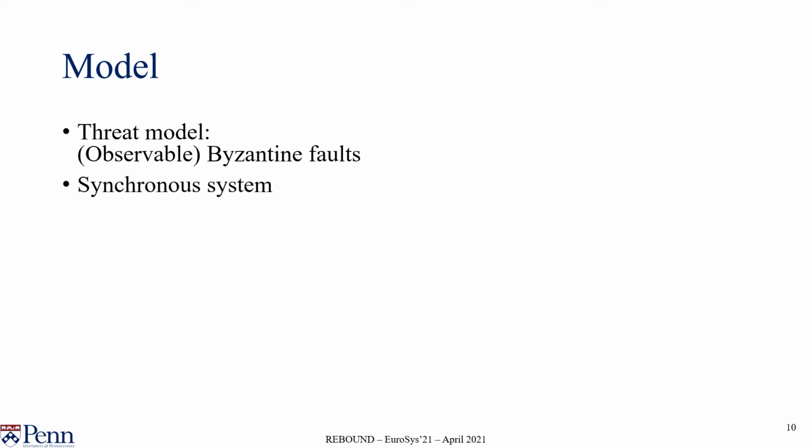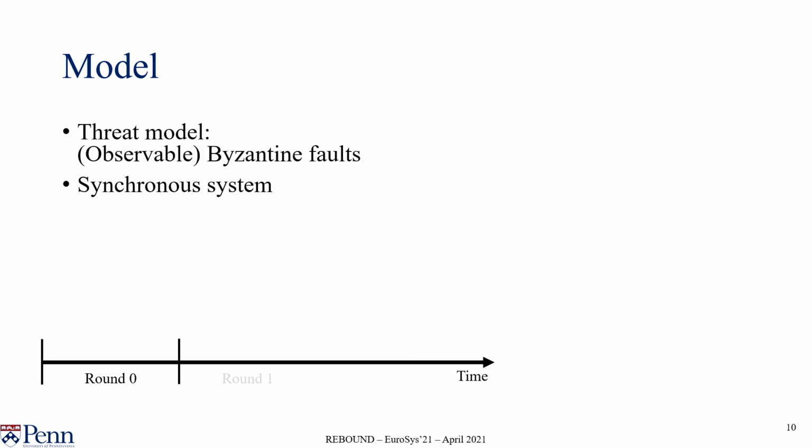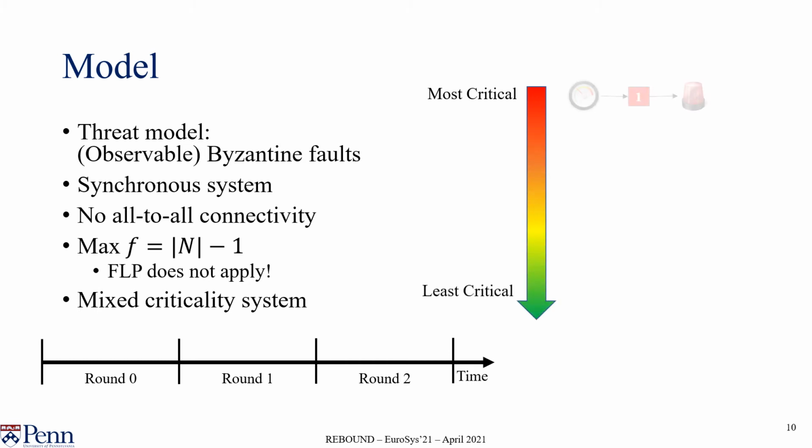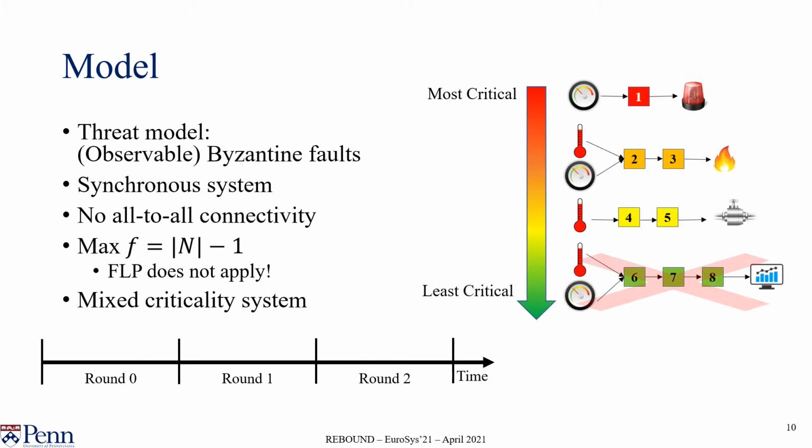We assume a synchronous system in which the continuous time spectrum is divided into discretized rounds. We do not assume all-to-all connectivity between nodes because cyberphysical systems often do not have such topologies and use a combination of buses and point-to-point links. At maximum, n-1 of the nodes in the system may fail. And finally, we have a mixed criticality system in which the least critical application might be dropped when a fault occurs in order to ensure that the most critical applications continue to run.